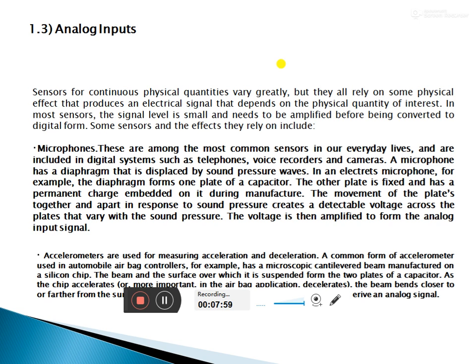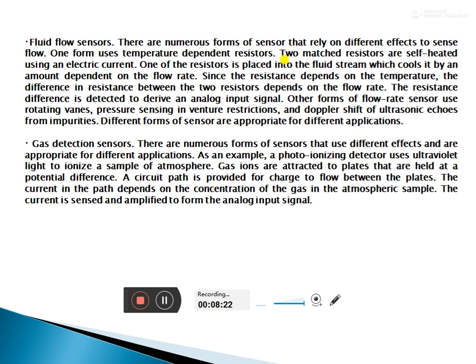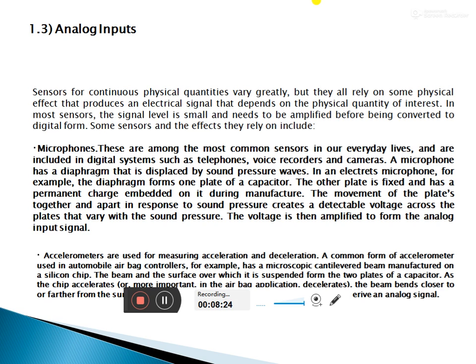If you have to measure the speed, what type of instrument are we using? Any idea? These are my microphones, we are listening or talking, and communications take place with the help of these microphones. And accelerometers measure acceleration and deceleration. If you have to measure the speed, you have to use tachometers.